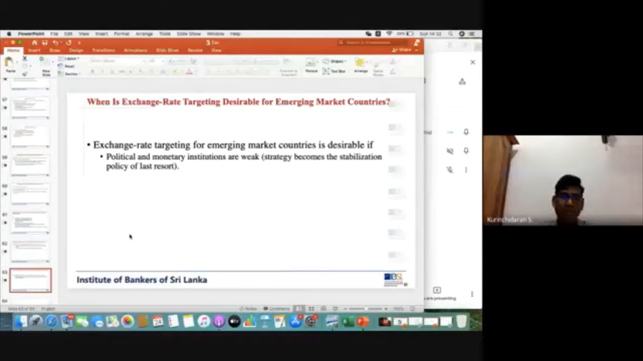Right, and when is it desirable for emerging markets? For emerging markets, if their political and monetary institutions are weak, then of course this is desirable, because the strategy becomes a stabilization policy of last resort. They try to stabilize the rate, so they can follow this one.